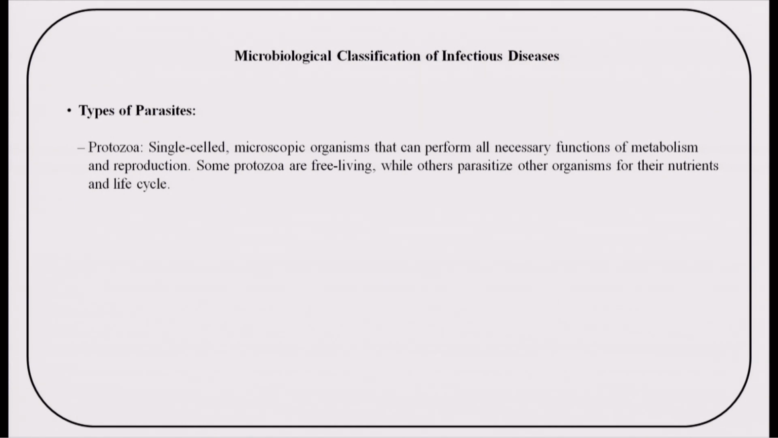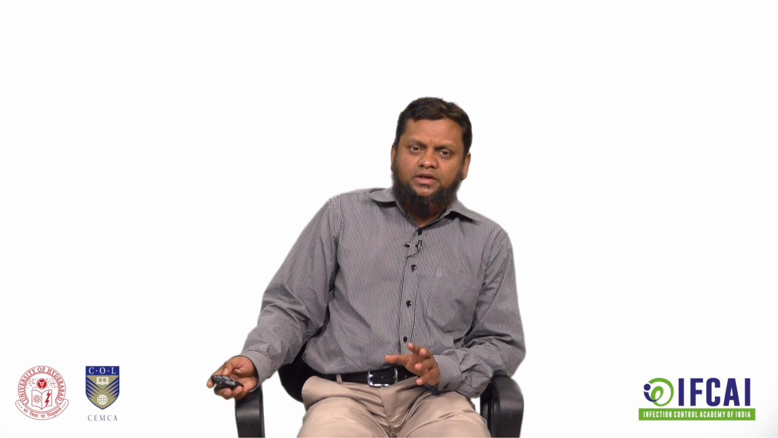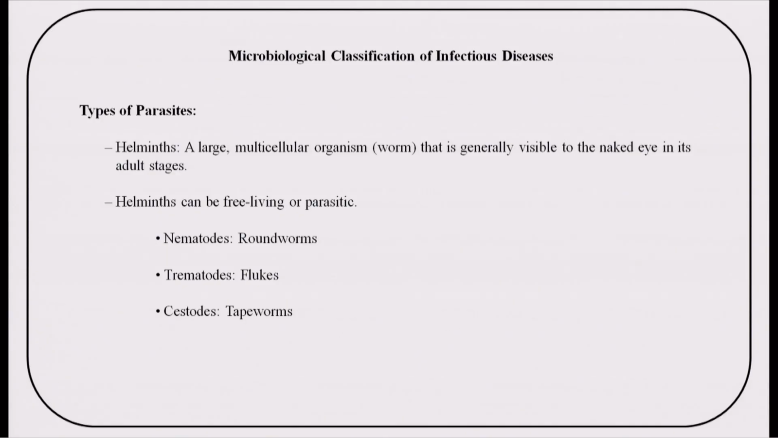If you see in the next slide, the microbial classification of parasites, again they are single celled microscopic organisms that can perform all functions of metabolism and reproduction. Some of the protozoa are free living, while others get parasitized for the nutrients and the life cycle. This is another class where it is very important. Coming to the next slide, about the microbial classification of the parasites, helminths being free living or parasitic: nematode, trematode and cestode. Again this is important at the community level, I would say, and this has to be dealt with separately with the antiparasitic drugs.